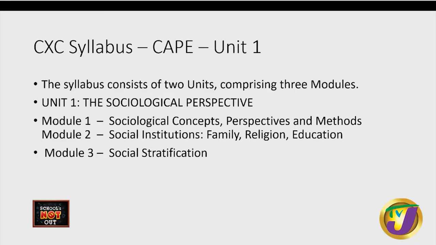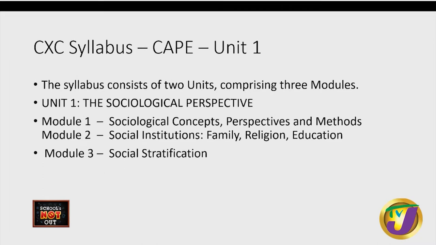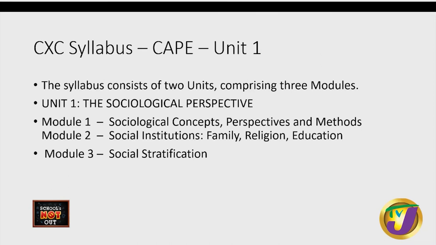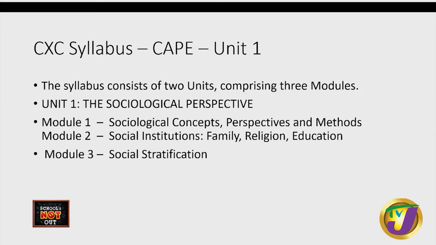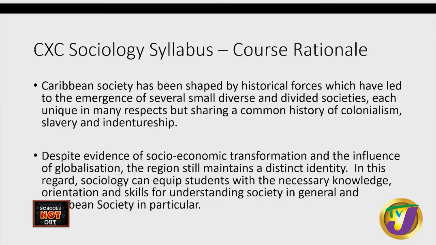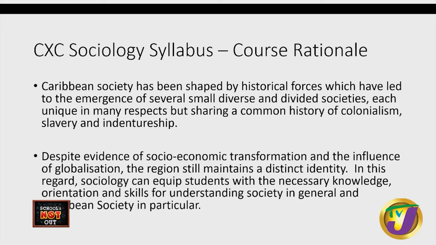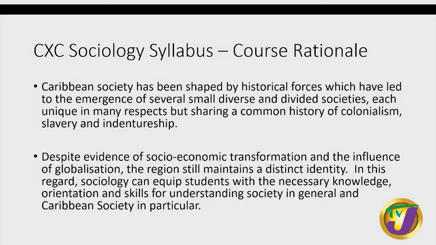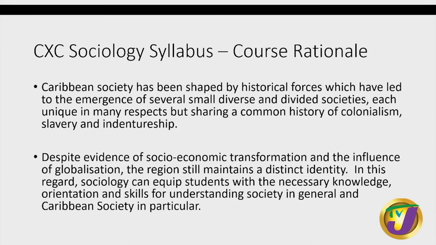So the syllabus itself says the sociological perspective: Module 1, sociological concepts, perspectives and methods, we'll do some of them. Module 2, social institutions: family, religion, education. And Module 3, social stratification. We will look at social stratification as well towards the end. The people at CAPE are very understanding. They tell you exactly what it is that you're expected to do.